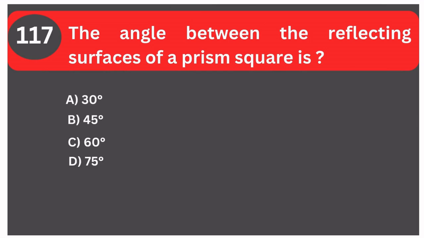The angle between the reflecting surfaces of a prism square is. Options A. 30 degrees. B. 45 degrees. C. 60 degrees. D. 75 degrees. Answer B. 45 degrees.